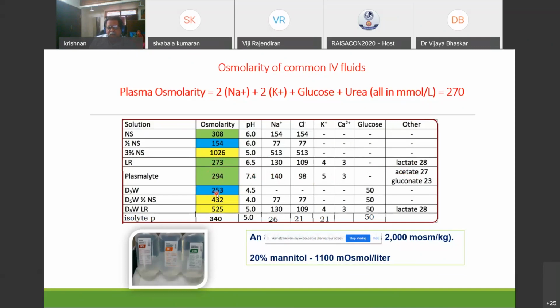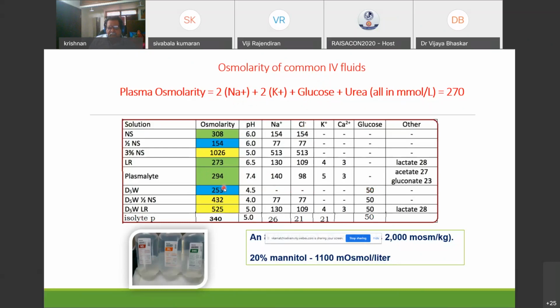This is a very important solution, 5% dextrose. It doesn't have sodium, doesn't have chloride, so no sodium, no potassium. The only thing that is available is glucose. Glucose at 5% is 50 milligram per ml. So this creates an osmolarity of 253.